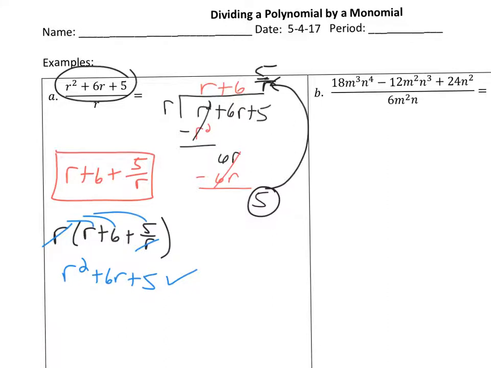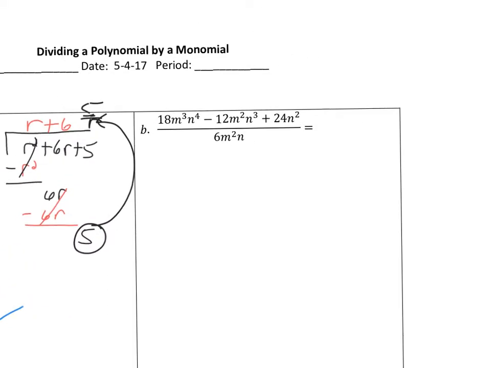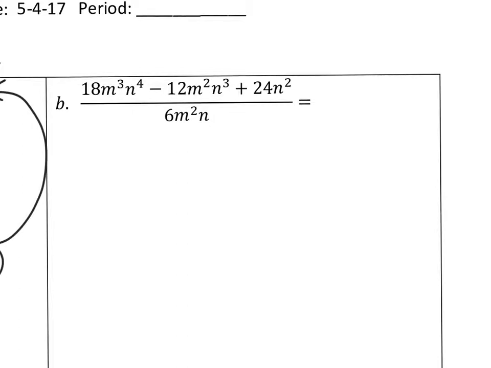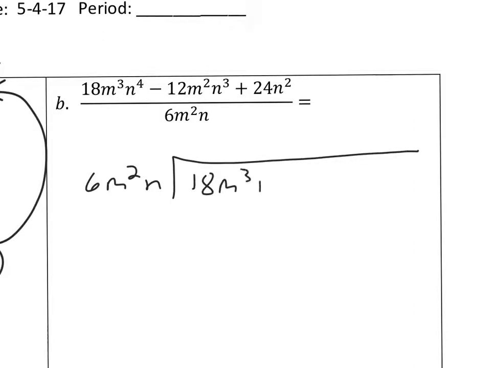Nothing really changes, but it is a little more complicated, a little more confusing, because we do need to figure out how many variables we need to put on the top of the division bar, and what number we also need to multiply by. Okay, so let's go to the next example. We're going to set this up the same way. So the 6 m squared n goes on the outside, then your division bar, and we've got 18 m to the third n to the fourth minus 12 m to the second n to the third plus 24 n squared.